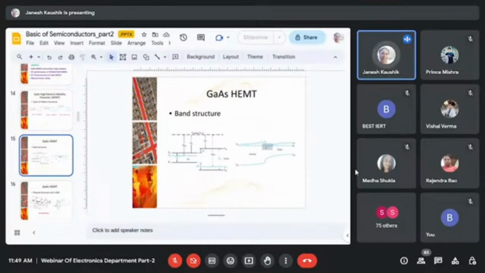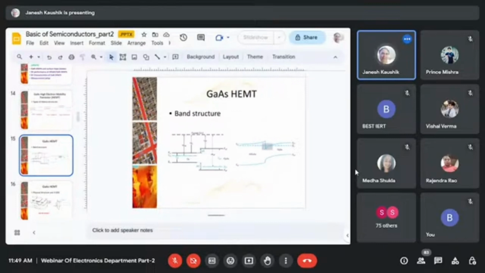The moment you join two different band gap materials, type 1 I am talking about, there will be a discontinuity. In case of aluminum gallium arsenide and gallium arsenide, it is in the conduction band. The free electrons available in the wider band gap material see the lower energy in the gallium arsenide, so they deplete aluminum gallium arsenide and go to the gallium arsenide, and they make a sheet charge. And that's a mobile sheet charge that we call a two-dimensional electron gas.